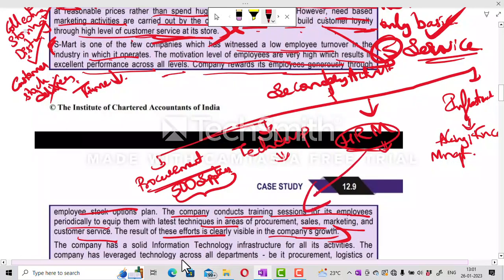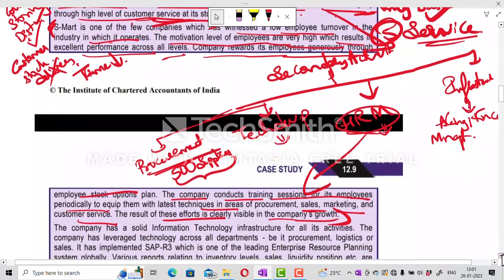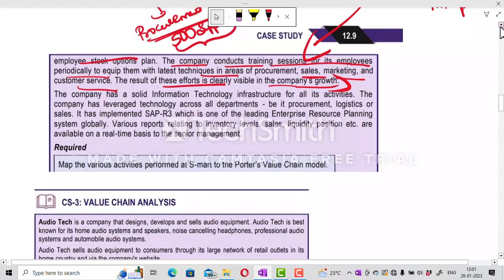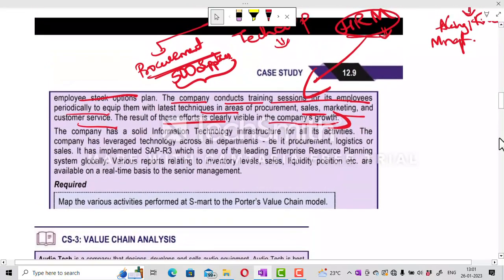Okay, next, company has solid information technology infrastructure for all its activities. The company has leveraged technology across all the departments, be it procurement, logistics, sales. It has implemented SAP R3, which is one of the leading ERP system globally.